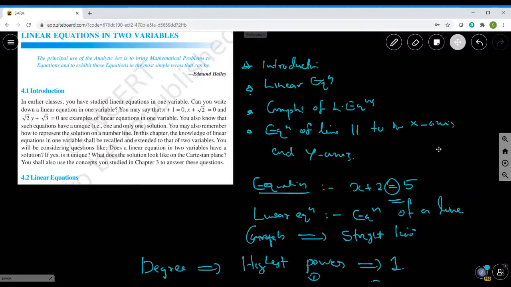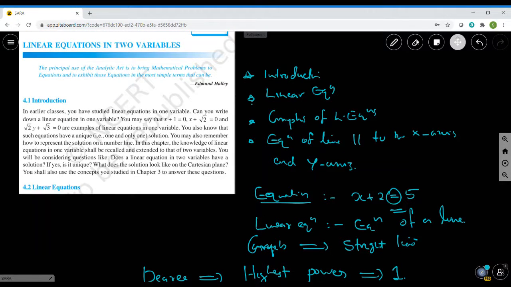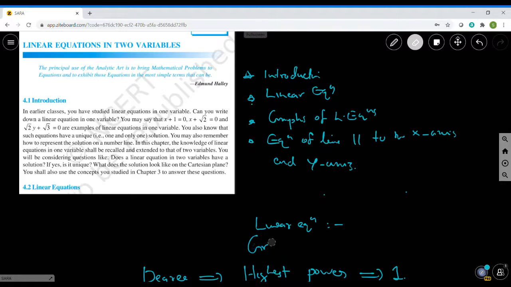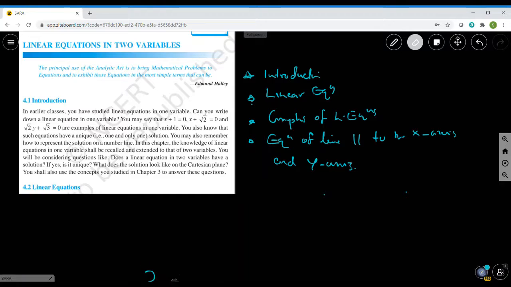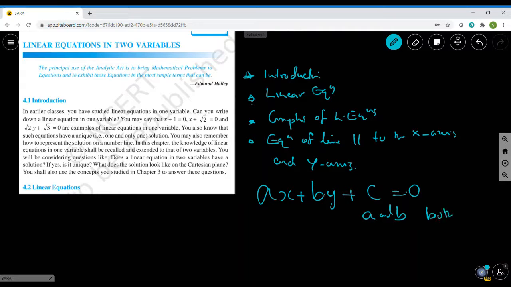The general form of a linear equation in 2 variables is ax plus by plus c equal to 0. One condition is there: a and b both are not equal to 0. This is the general form of a linear equation in two variables.